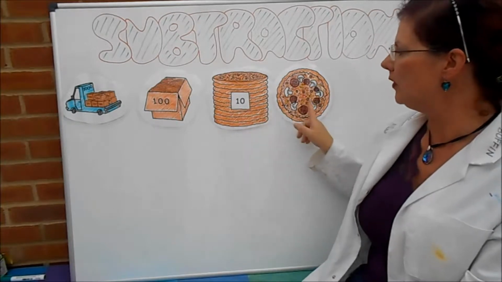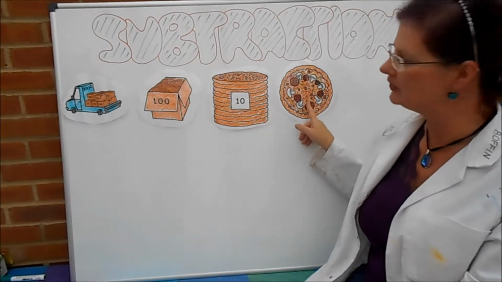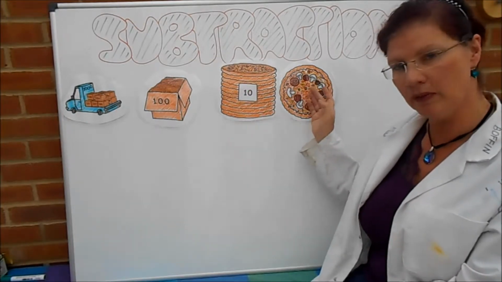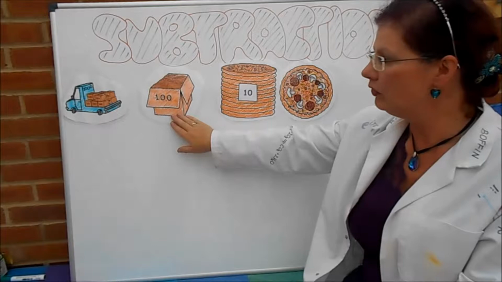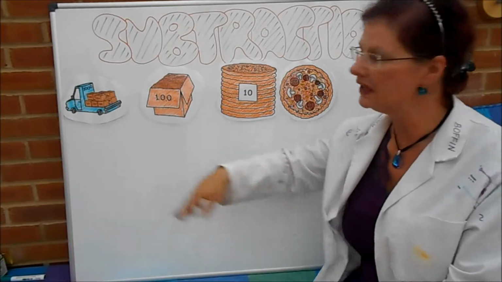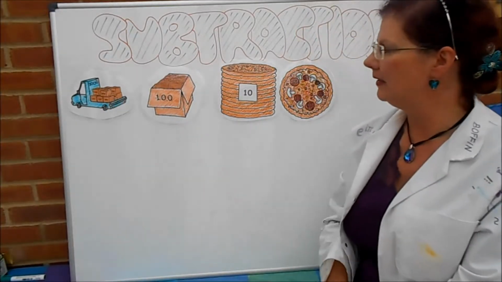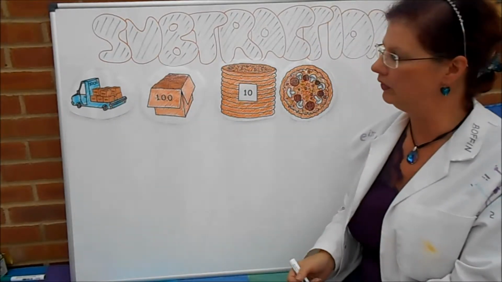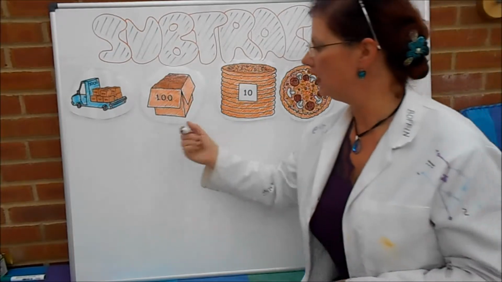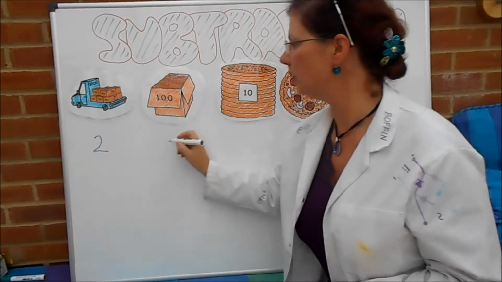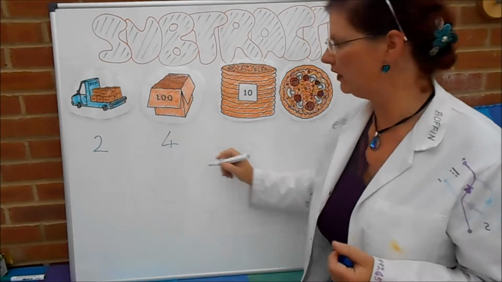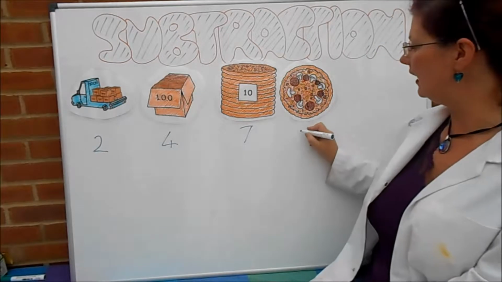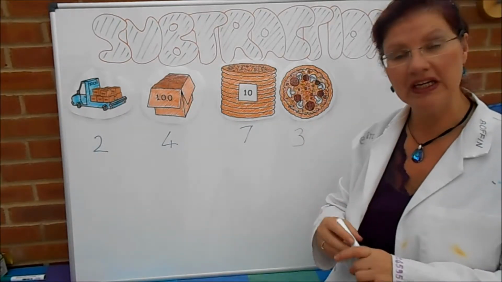This is our pizza shop where we have pizzas on the counter ready to serve out, stacks of 10 on the shelves at the back, ready to go in the ovens when we run out of pizzas. In the storeroom, we've got boxes of 100, and waiting outside in the car park are some trucks, each holding 1,000, 10 boxes of 100. So here is your pizza shop. We'll have 2 trucks waiting outside, 4 boxes in the storeroom, 7 stacks on the shelves, and 3 actual pizzas.